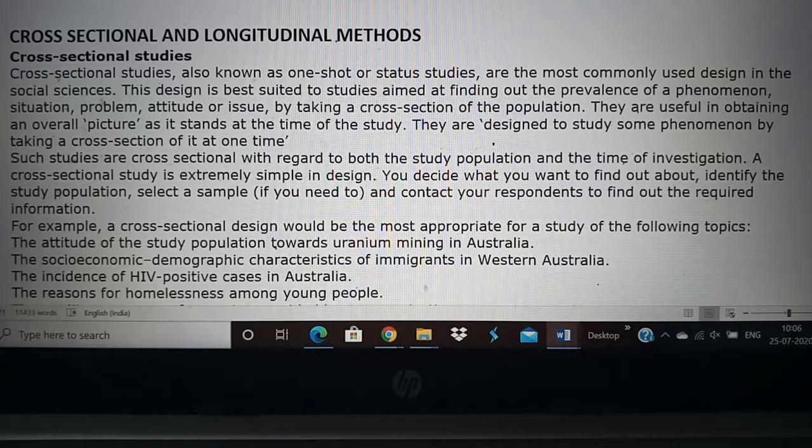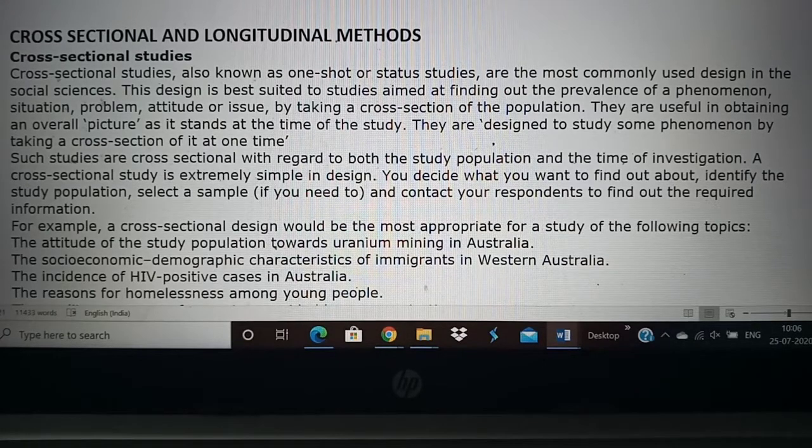All these details we collect from the 4 people, 2 boys and 2 girls, and then we say that this is how the whole batch will feel, because we have studied a representative population among your class. So that is a cross-sectional study.